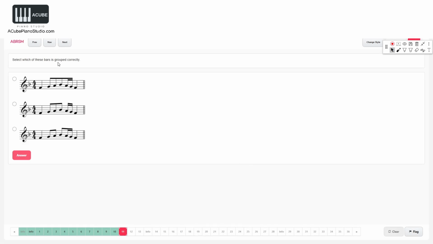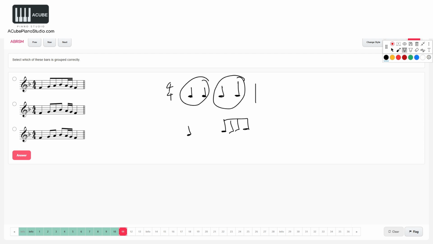Select which of these bars is grouped correctly. So only one of them is grouped correctly, right? So for 4/4 time, how do we group it? There are a few options. We can group the notes this way, beat by beat. And if there is a possibility, we can also group beats 1 and 2 together.